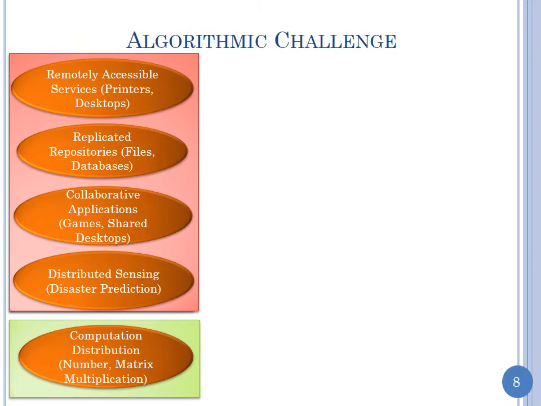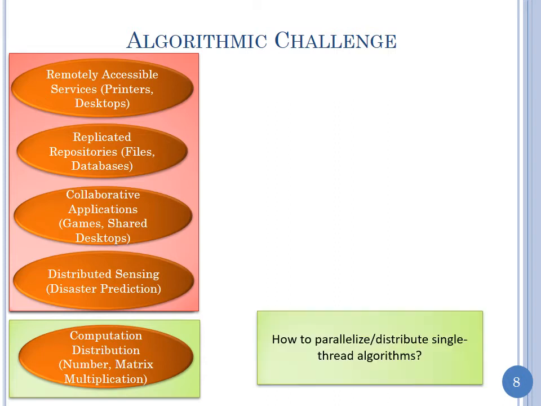And so when I said there's all kinds of techniques, that means that choosing and inventing these techniques is an algorithmic challenge. So how to parallelize and distribute a single thread algorithm is a challenge. How do you do that for sorting? How do you do that for matrix multiplication, which is more direct?